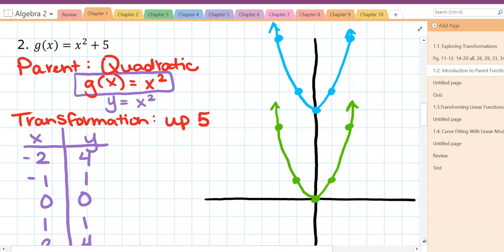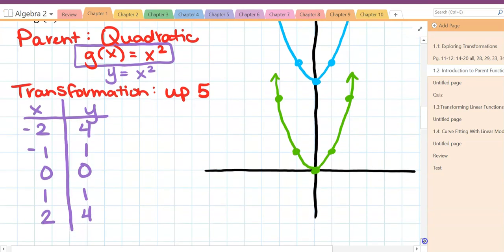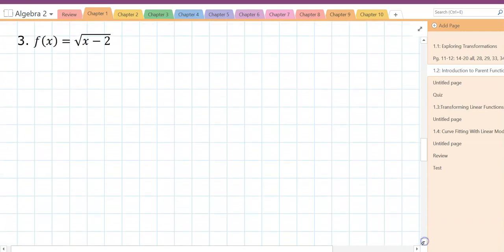But there are some cases when the number is included in parentheses or inside of the function itself, and that changes it just a little bit. So this one you had the x and the x squared kind of by themselves, and then we had +5. So that moved it up or down. But if we look at number 3, you guys turn your page over.